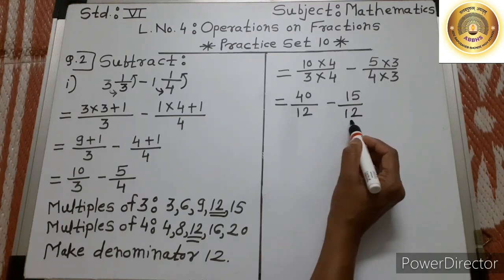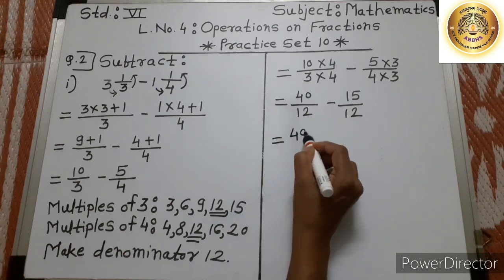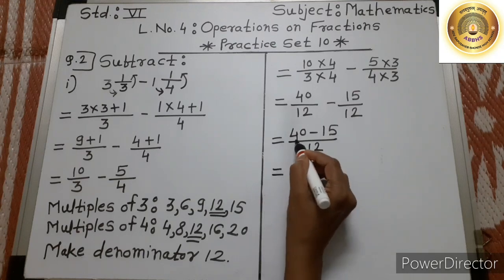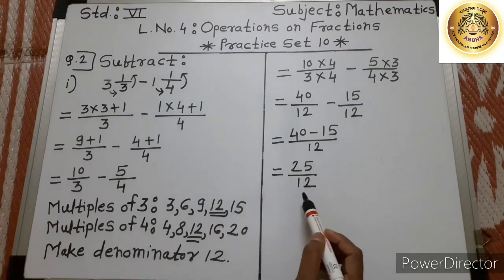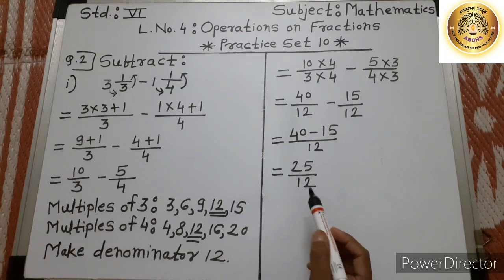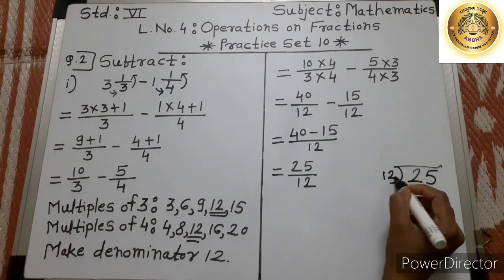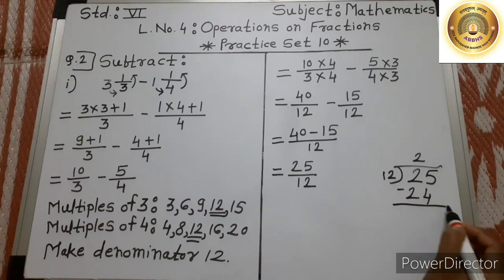Now these are like fractions. So subtract the numerators. 40 minus 15 upon 12. 40 minus 15, 25 upon 12. This is an improper fraction. You have to convert it into a mixed number. So for that, divide 25 by 12. 12 2s are 24. Now subtract it. 5 minus 4, 1. 2 minus 2, 0.